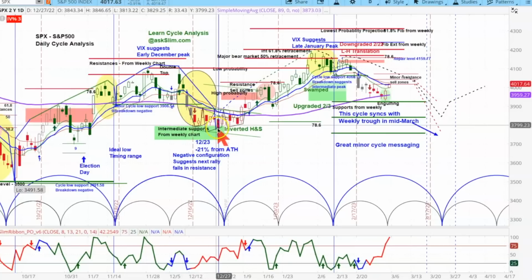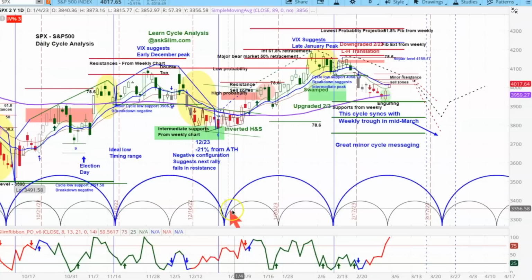That set up what was looking like a fairly negative situation, but then the minor cycle right in there formed a bullish pattern again. You can see that the configuration gave you a higher bottom right there, and that said that the next rally was likely to continue up.